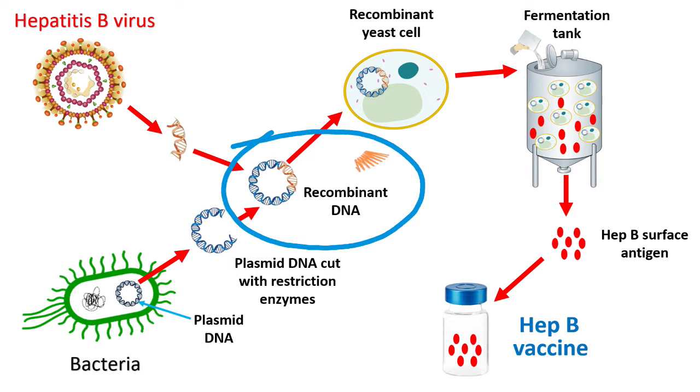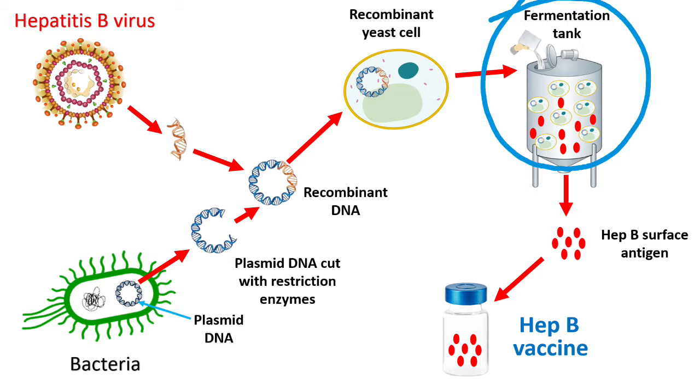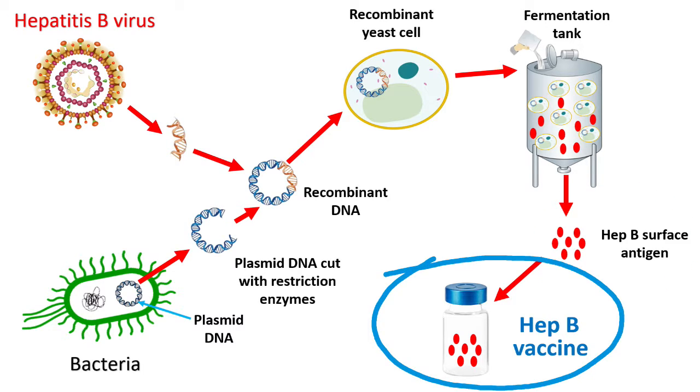Then, the recombinant DNA is injected into yeast cells. These yeast cells become recombinant yeast cells. When recombinant yeast cells are placed in a fermentation tank, they multiply and produce hepatitis B surface antigens. These antigens are purified and used as the active ingredient of hepatitis B vaccines.